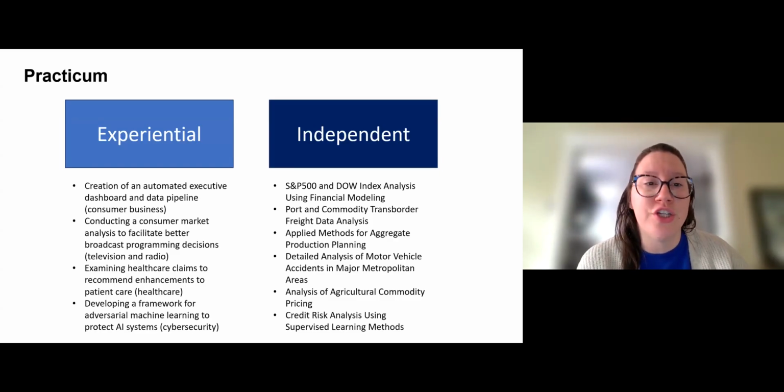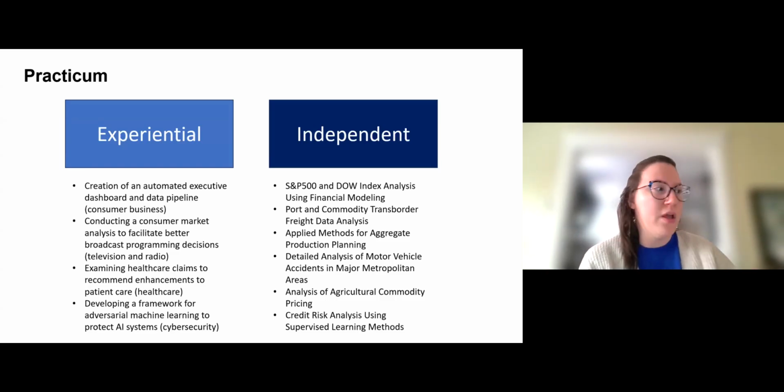These are things like the creation of an automated executive dashboard and data pipeline for a consumer business, conducting a consumer market analysis to facilitate better broadcast programming decisions for television and radio, examining healthcare claims to recommend enhancements to patient care, or developing a framework for adversarial machine learning to protect AI systems.